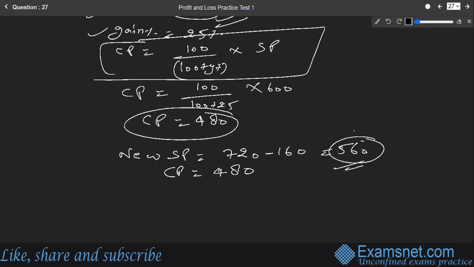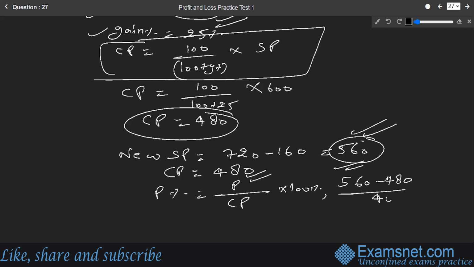So we can see the selling price is 560, cost price is 480. So obviously selling price is higher, so there is a profit that has occurred. So we can find out the profit percent by profit divided by cost price into 100%. Profit is nothing but selling price minus cost price. So 560 minus 480 divided by cost price 480, into 100%.